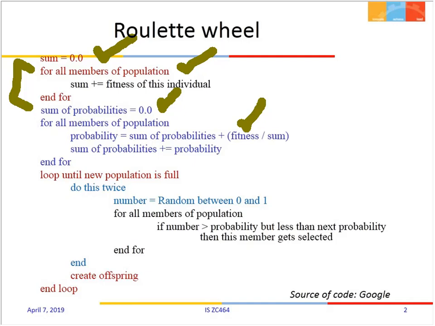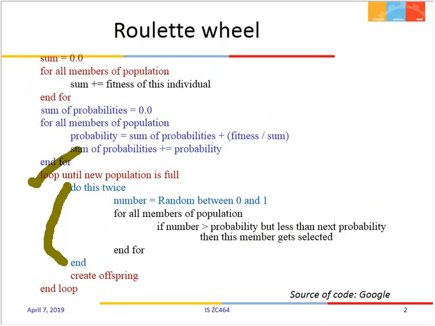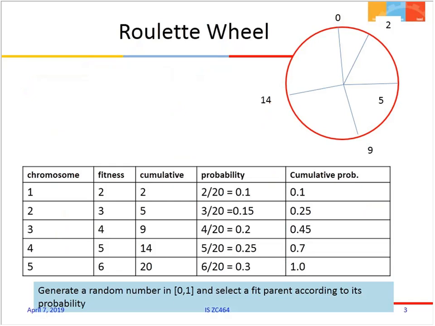So basically this is something which gives us a way to compute the probability, and then we loop until new population is full, right? We do this twice so that we can select two parents. We create a random number between 0 and 1, and for all members of population, if this random number is greater than the probability but less than next probability, then this member gets selected, right? So it all depends on which random number you have selected for the parent from pool of fit parents. So this is a very straightforward algorithm to select a parent based on the random number generator value. Okay, so then this part is clear. Is there any doubt here?